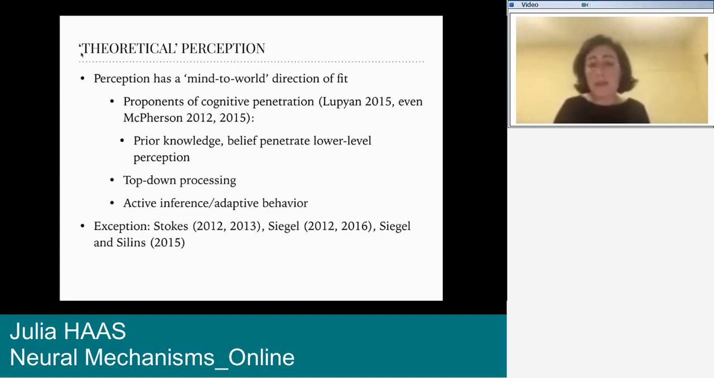Now, of course, not everyone has this picture of perception. Prominent exceptions to this view are by Dustin Stokes and Susanna Siegel and colleagues. But I think roughly, as philosophers, we have this idea of perception as being theoretical, as having to do with knowledge, or as having to do with a mind-to-world direction of fit.